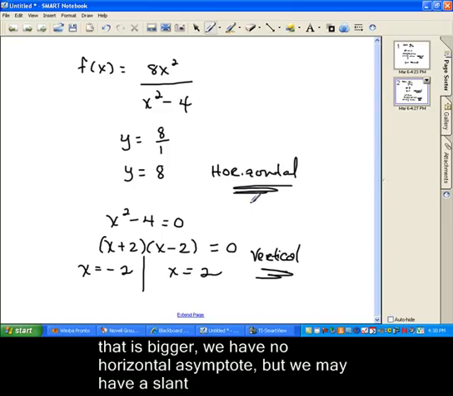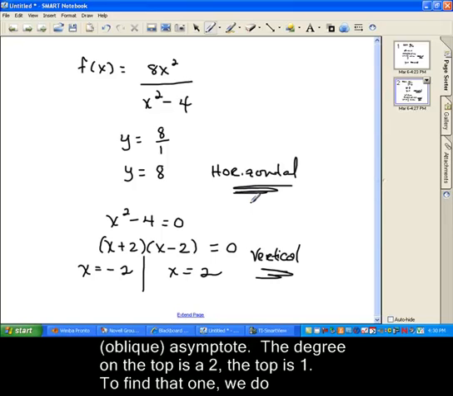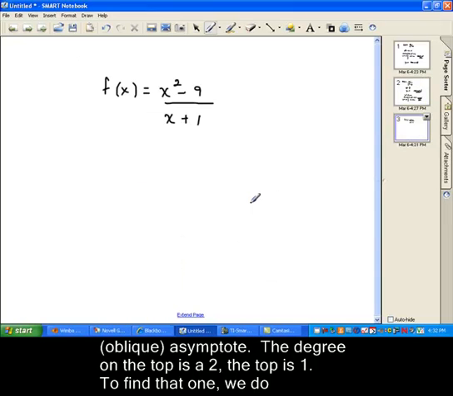Now, there is one case we haven't talked about. Remember I told you that if you had a degree on the top that was higher than the bottom, you would have no horizontal asymptote? Well, if you have no horizontal asymptote, you may have what we call a slant asymptote. So right now we're looking at degrees that are higher on the top than on the bottom. Here's a problem that meets that criteria. Notice that the degree on the top is a 2, the degree on the bottom is a 1.